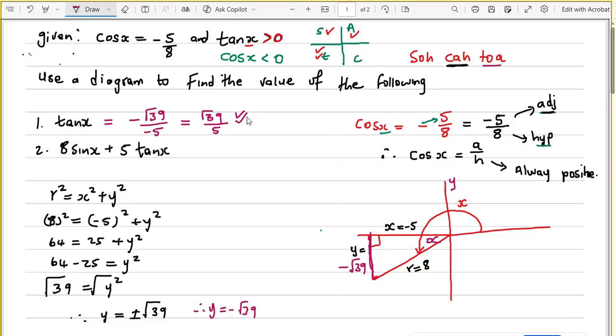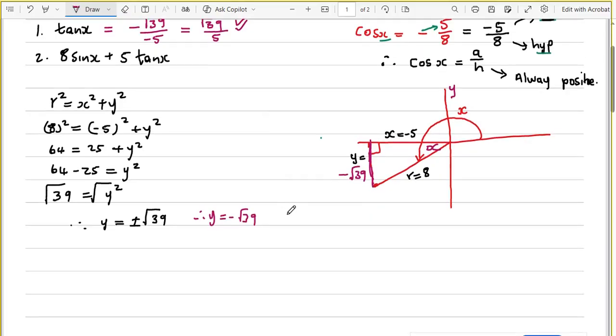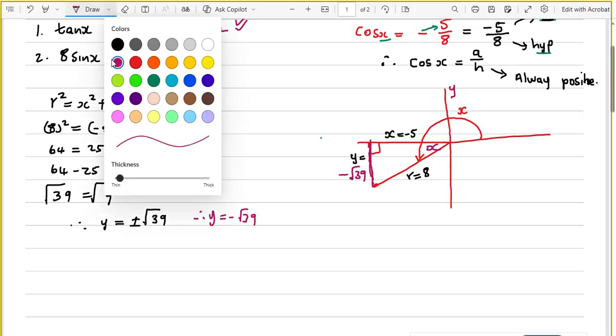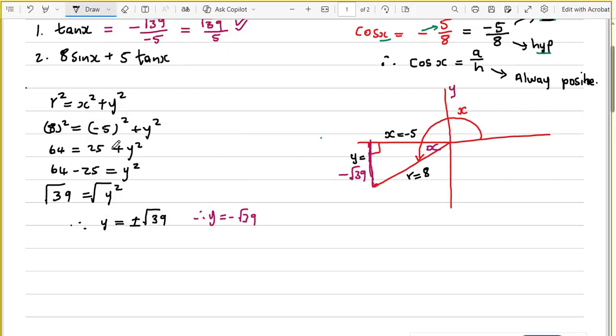Yes. Okay, so the next one, this is where we're going to do the work. The next one, they want you to find 8 sine x added with 5 tan x. So 8 sine x is opposite over hypotenuse. Your opposite is negative the root 39 over your hypotenuse, it's 8. Then we add this with 5 into the tan x. We just calculated that to be root 39 over 5.